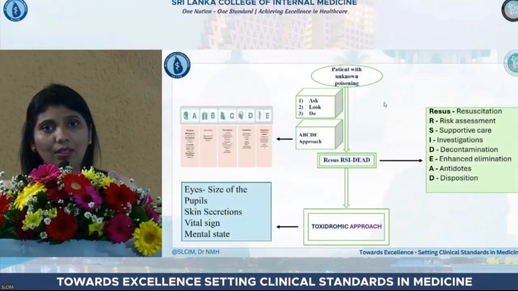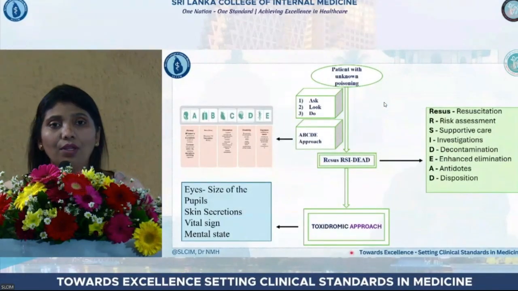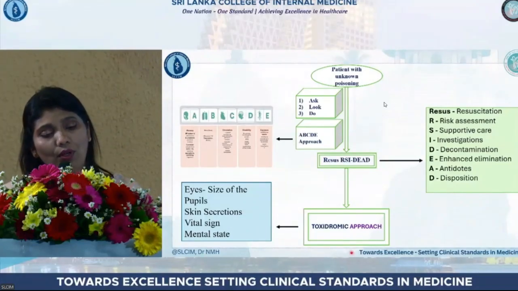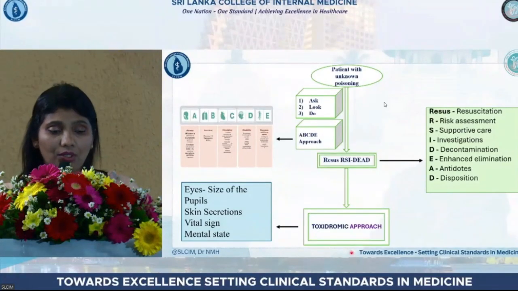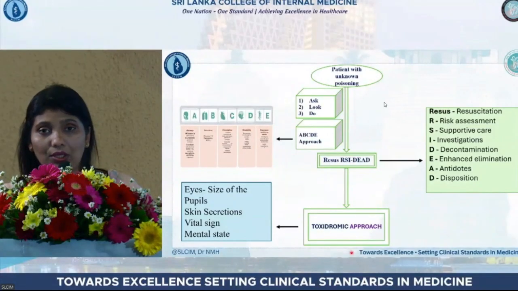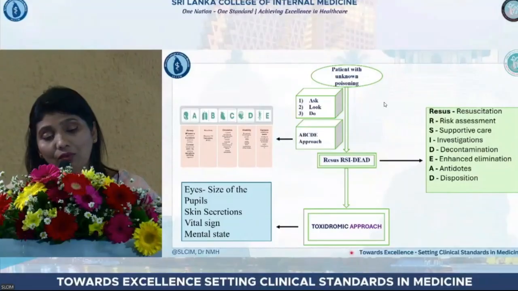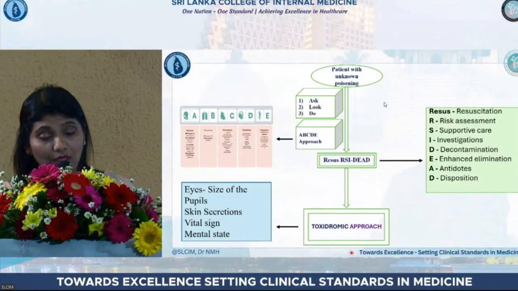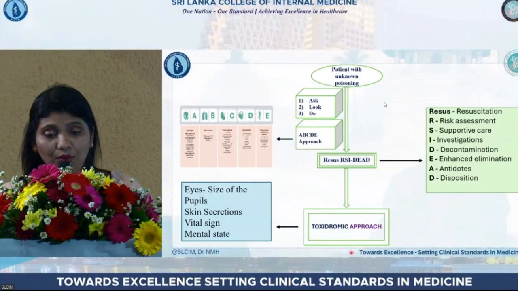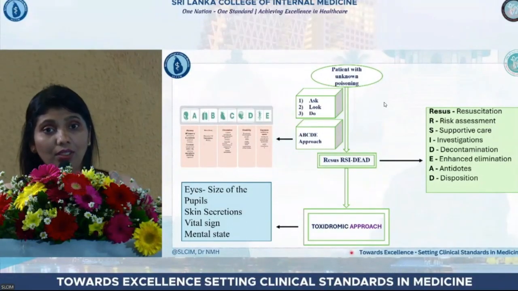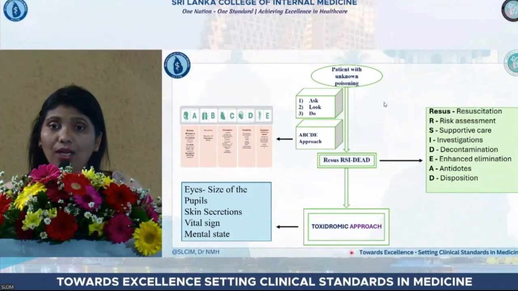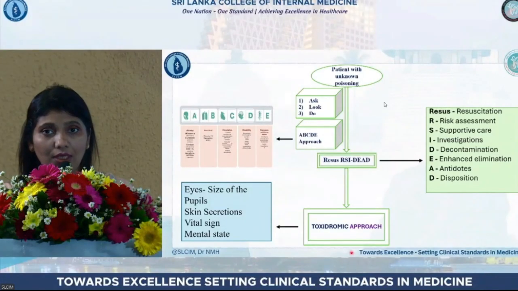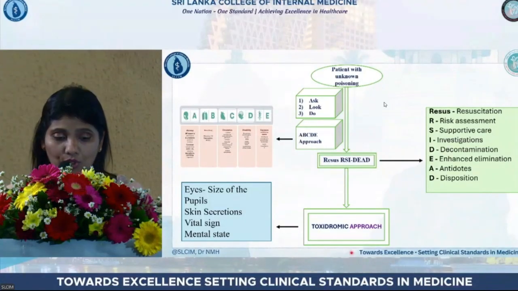So when this type of patient comes, we need to know a few things. First of all, we ask, look and do, and then we go on to the management of this critically ill patient with the ABCD approach. And in a toxicological patient, there's a pathway called the RESIS pathway. You all know what it stands for. RESIS is for resuscitation, risk assessment, supportive care, investigations, decontamination, enhanced elimination, antidotes, and disposition.